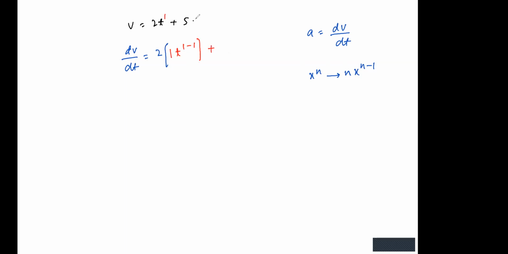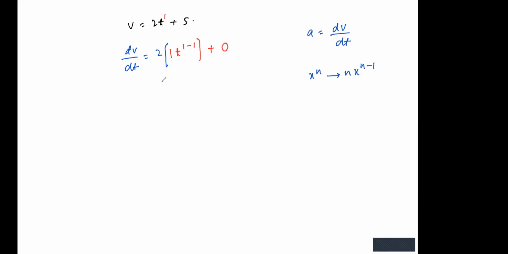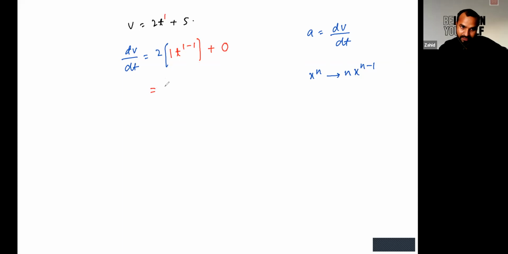And tell me the differentiation of any constant part. 0. Good. So now what are we left with? Just 2, as t raised to the power 0 becomes 1. So this is nothing but acceleration, and it comes out to be just 2 meter per second squared.